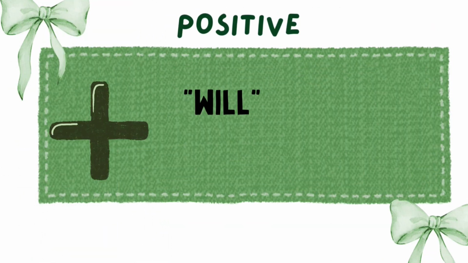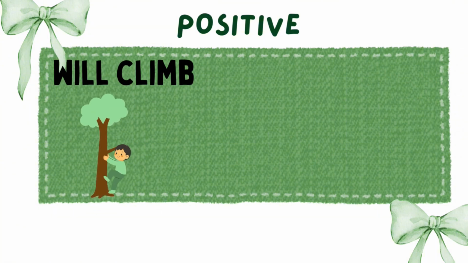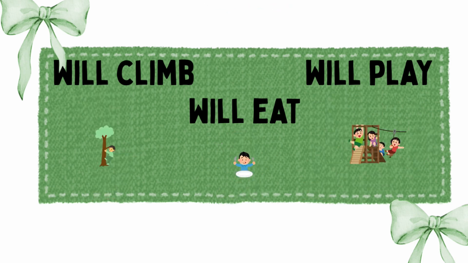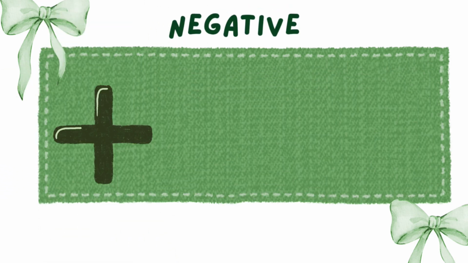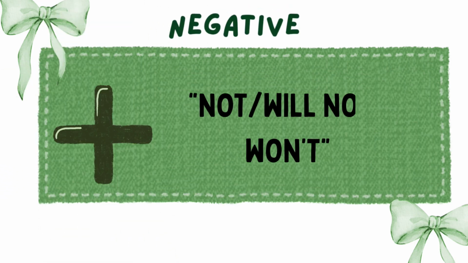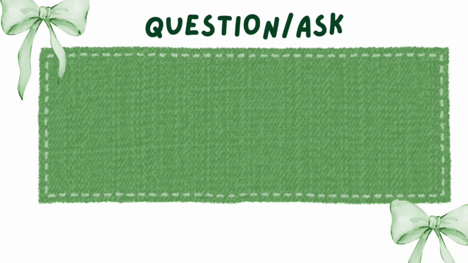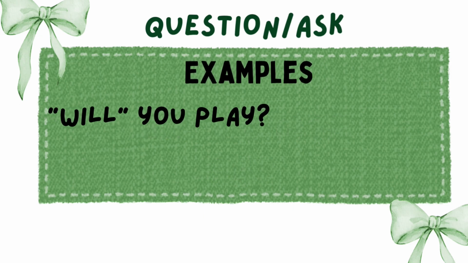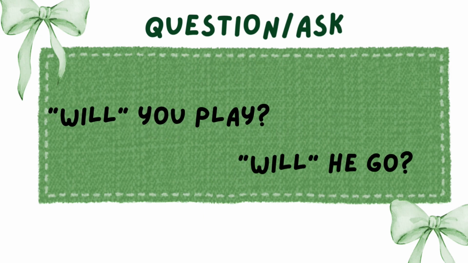So easy, right? You just add will before the verb, like will climb, will eat, or will play. When it's negative, add not, will not, or won't. And when you ask, just move will to the front. Will you play? Will he go?